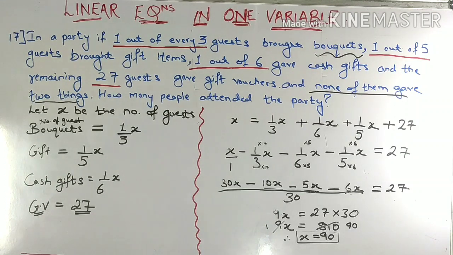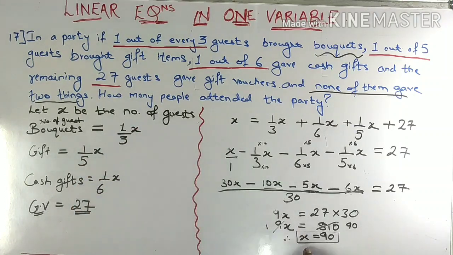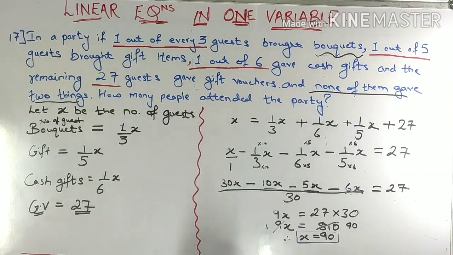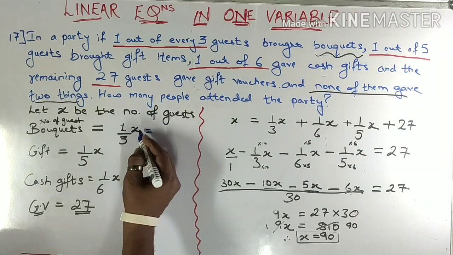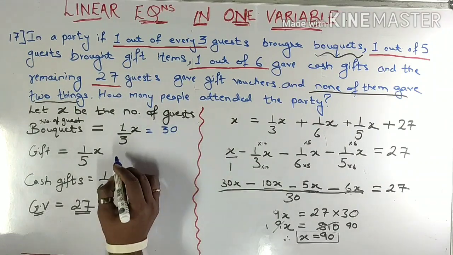And then if suppose there is a modification in the question, find the number of guests who gave bouquets. So how will you find that? So the number of guests who gave bouquets is 1 by 3 of X. That is 1 by 3 of 90, 30. So number of bouquets will be 30. So just as an extra work, this is not asked in the question, we can find it over here. 1 by 3 of X, 1 by 3 of 90 is 30.